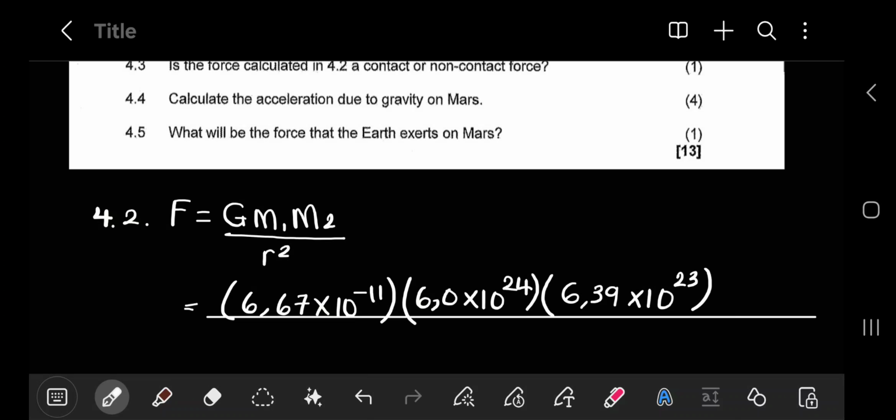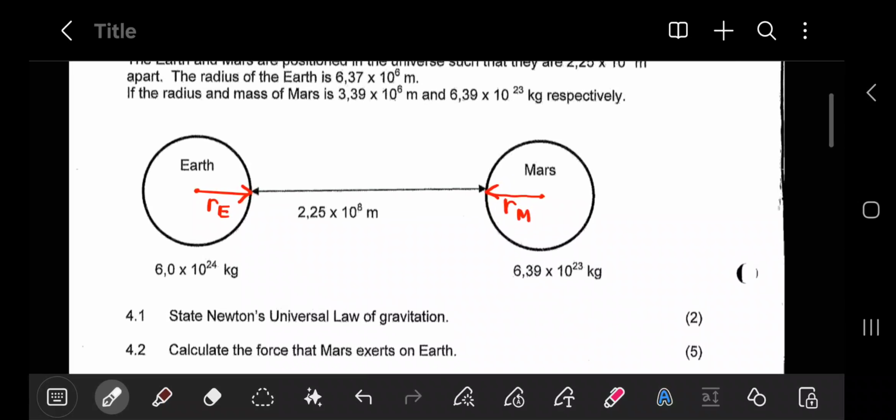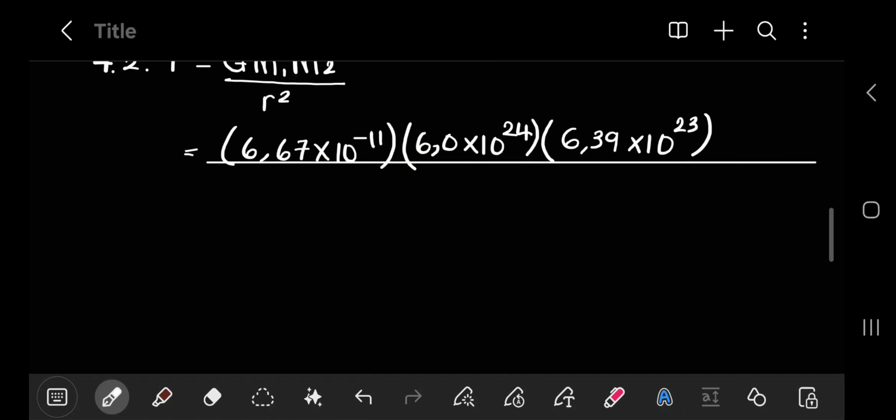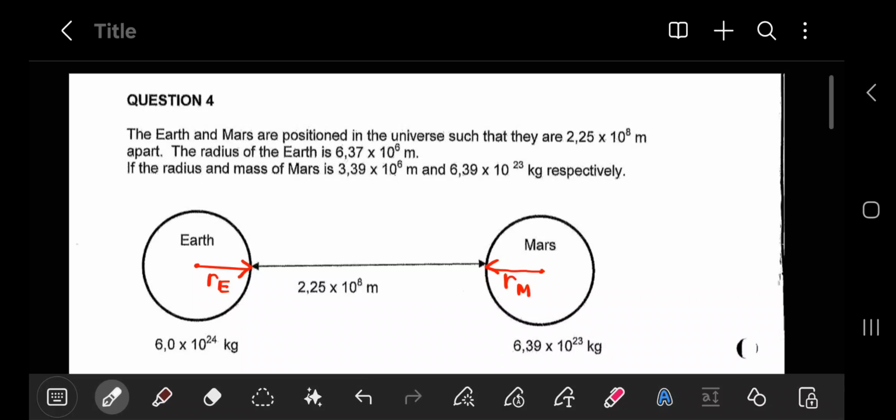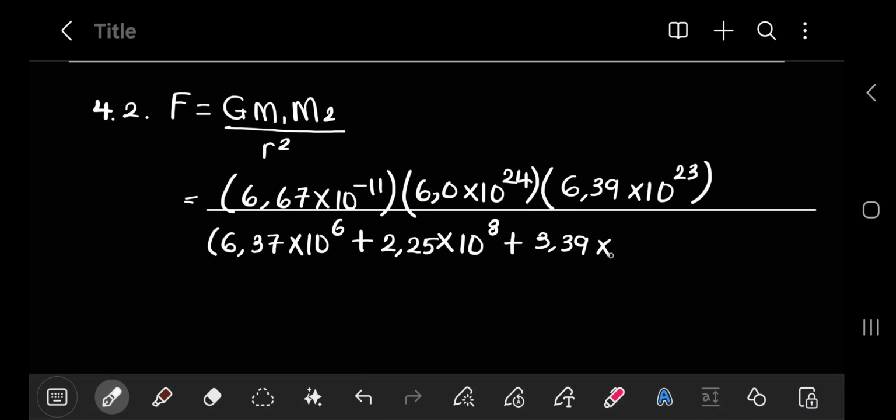Now, what about the distance between them? Remember that these are planetary bodies. They are spherical. So the distance between them has to be the distance between their centers, which means that we have to take the radius of the Earth, add on 2.25 times 10 to the power 8, and then add on the radius of Mars, because that is the total distance from the center of the Earth to the center of Mars. The radius of the Earth was given as 6.37 times 10 to the power 6. Onto that, I am adding the distance between the two planets, 2.25 times 10 to the power 8. Onto that, I am adding the radius of Mars, which was given as 3.39 times 10 to the power 6.